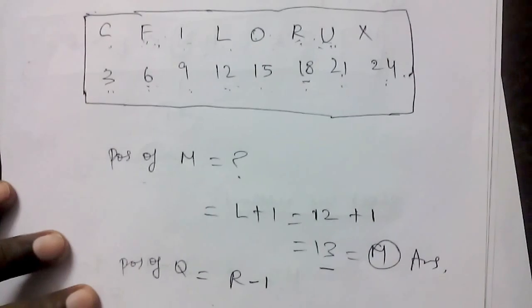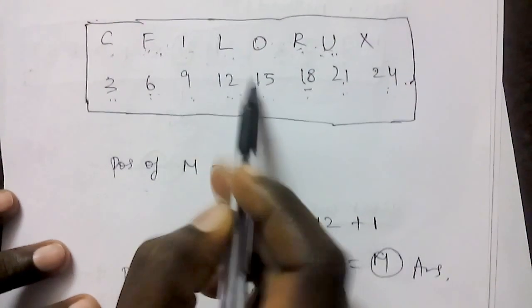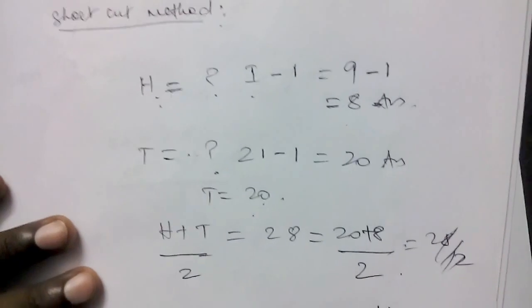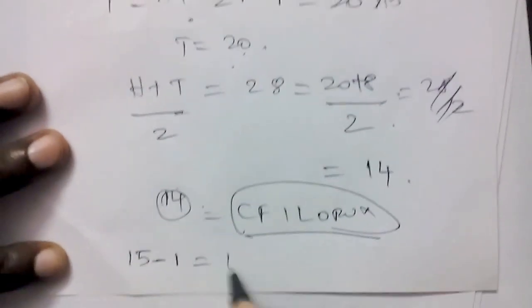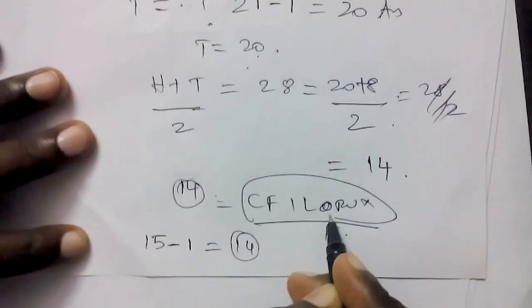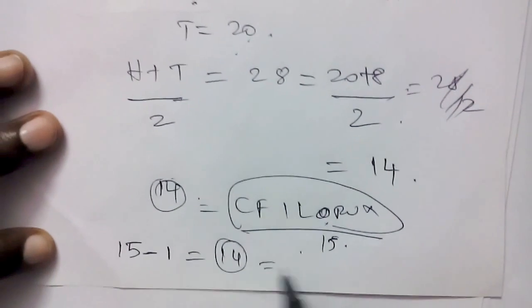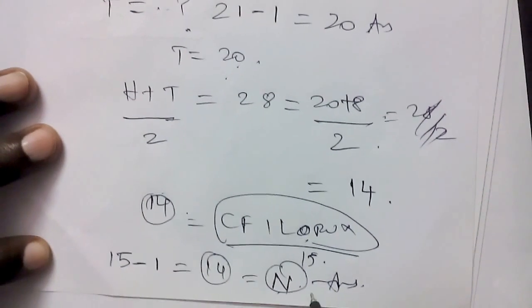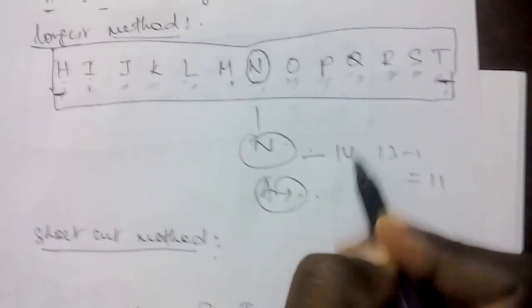Now we need to take this number 14 to the CFILORUX concept and see where 14 appears. We have 15 as O in CFI. So 15 minus 1 is 14, and O is 15, so just before it, 14 is N. So we found the answer as N, the same answer we had in the first method.